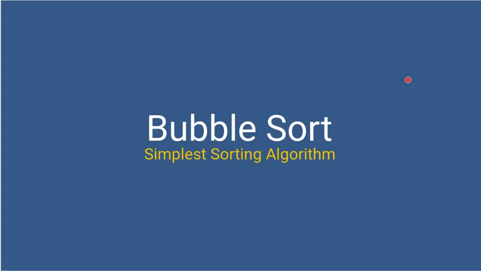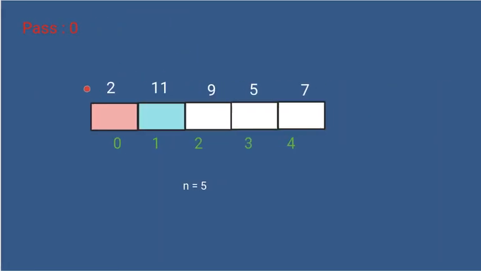In this video, we'll be discussing the bubble sort algorithm. This is the simplest sorting algorithm we have. So we have an array of length 5 and its elements are 2, 11, 9, 5 and 7. It's obviously an unsorted array and we have to sort it using the bubble sort algorithm.